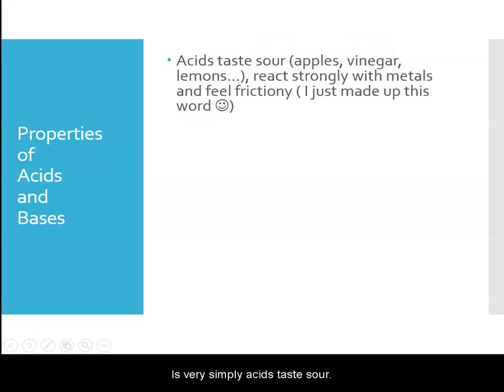It's very simply, acids taste sour. We find it in apples, vinegar, lemon, especially that vinegar. If you like to eat it with some of your foods, you notice that the vinegar is quite sour. That is an acid. It also makes your fingers feel, here's a new word for you, frictiony. You know how you rub your fingers together after you've peeled an orange? That is because of the citric acid in the orange. It makes it feel what I call frictiony.